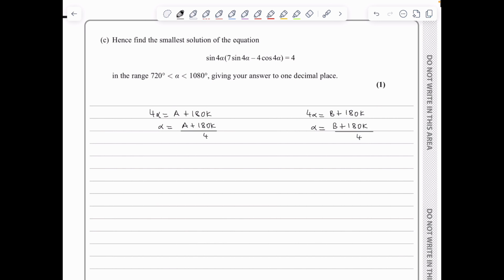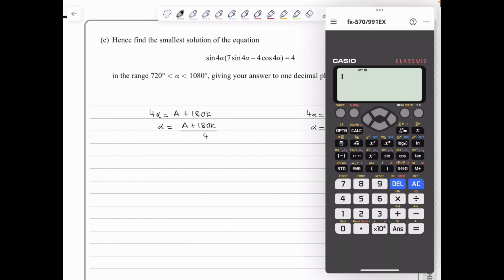So I'm gonna go on my calculator once more. Menu, option 9. My f of x is gonna be the A plus the 180x and all divided by 4. And my g of x is gonna be B plus 180x divided by 4. I can start at -2, go up to 5. Let's see what kind of solutions we get. Remember, we're trying to find the first solution after 720.